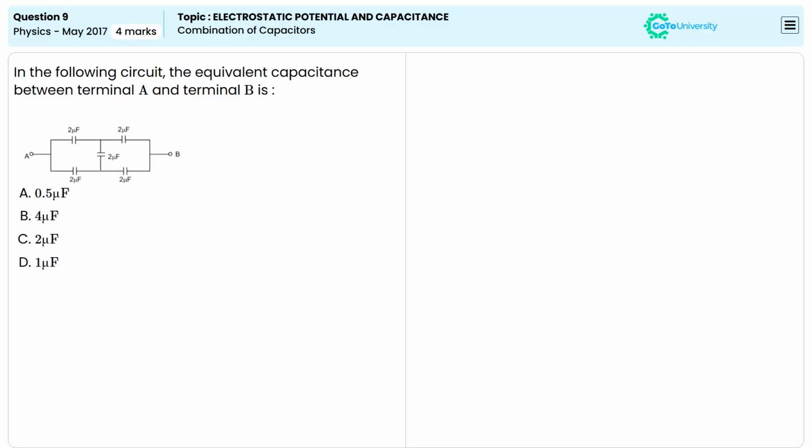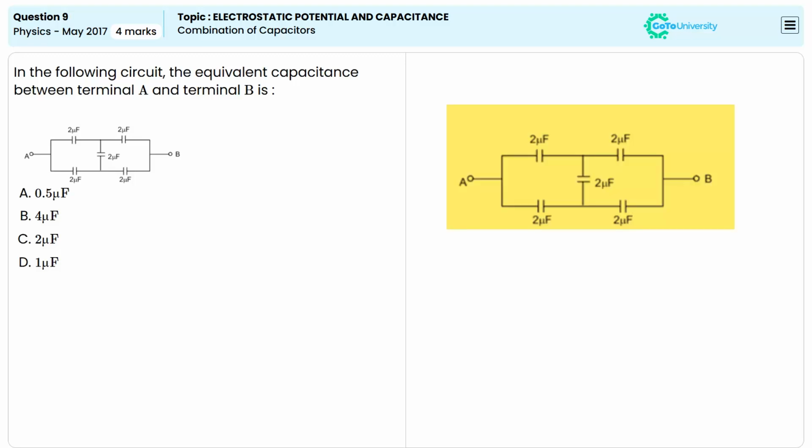So the question is, what is the equivalent capacitance between terminal A and B? By looking at the diagram itself, we can say it is representing the balanced Wheatstone bridge. So based on that, we can neglect the middle one. So we can take this capacitance as C1 and this as C2, this as C3 and this as C4.